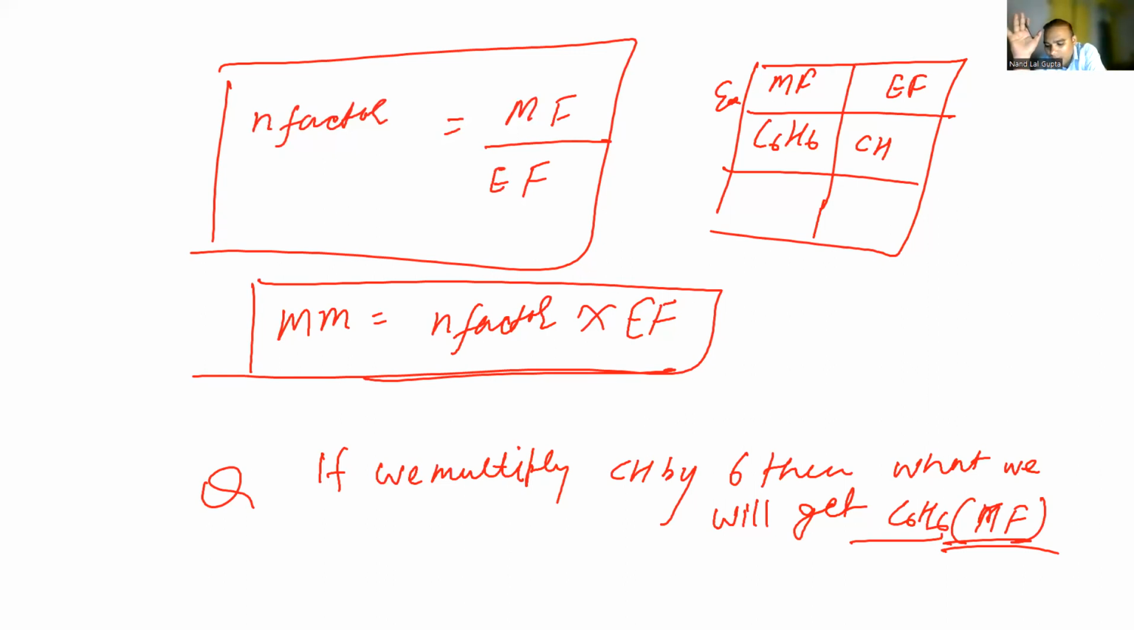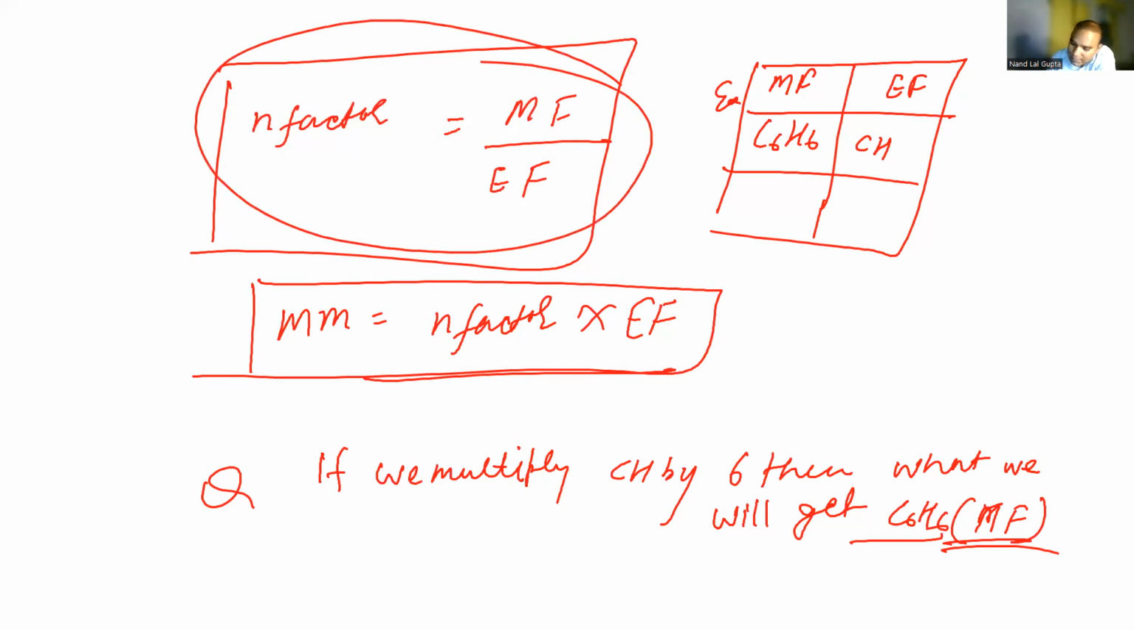So the n factor we have to find out. N factor means molecular formula upon empirical formula. Just now we did, the n factor here is 6. N factor in this question is 6. Getting my point? So if you multiply, the molecular formula will come.